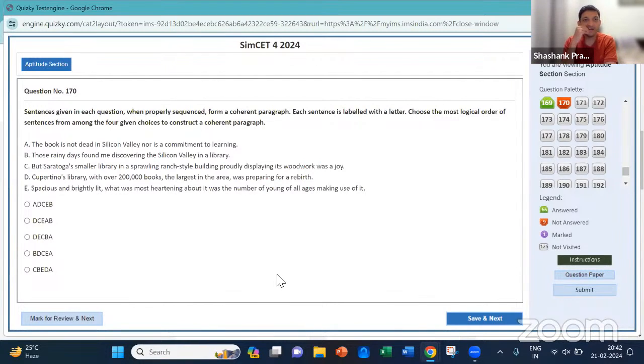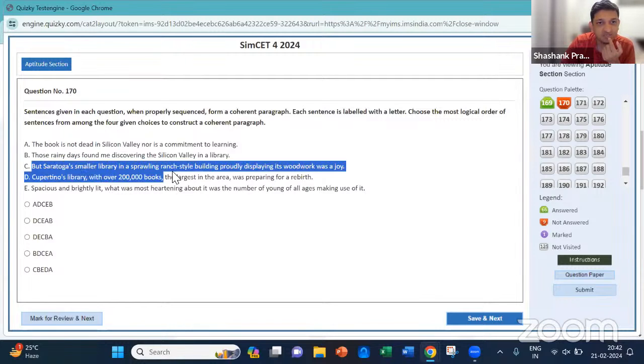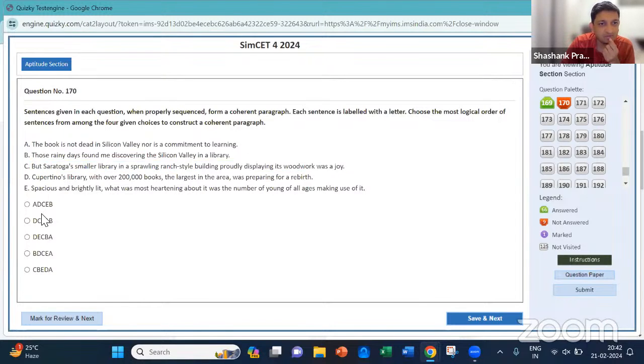Okay, क्या ये logical order? Yeah. 4 given choices. अच्छा 5 choices. ठीक है. Okay. So we have options, right? So 2 D's, 1 B, 1 C. ठीक है. तो D से शुरू करते हैं. D, C, E, A, B. So Cupertino's library with over 2 lakh books, the largest in the area, was preparing for a rebirth. So D, C, but Saratoga's smaller library is proudly displaying its woodwork was a joy. ठीक है. So D, C sounds थोड़ा off.